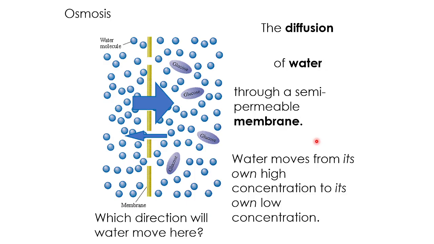The other phenomenon is very common, similar to diffusion, and we all have studied about this, that is osmosis. So the diffusion of water through a semi-permeable membrane. Water moves from its own high concentration to its own low concentration through a semi-permeable membrane. So in which direction will the water move over here? It moves from a higher to a lower concentration. But the difference from diffusion is that it has to pass through a semi-permeable membrane.